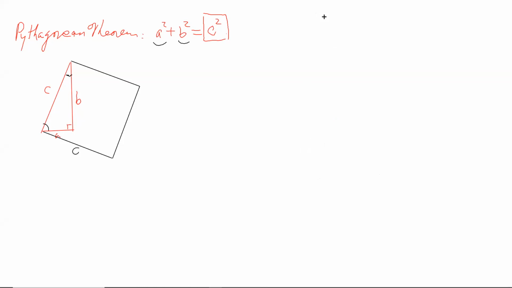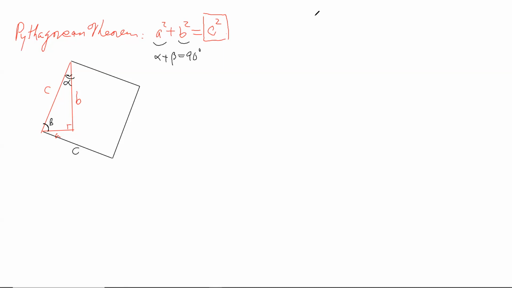And we notice that because this is a right angle, we know that these two angles are complementary. This angle and this angle, right? They are complementary, which means they add up to 90 degrees. Let me call them alpha and beta. So alpha plus beta equals 90 degrees, yes?